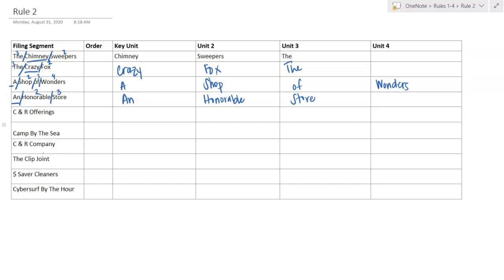Next, we have C and R offerings. Remember what I said about symbols, that they need to be written out. So there was a space between the C and the and symbol and the and symbol and the R. So I am going to separate them. So my key unit is C, and is unit 2. And so it's really important that you spell it out when you have to write this. Okay, so that means that R is going to be unit 3, and offerings is unit 4.